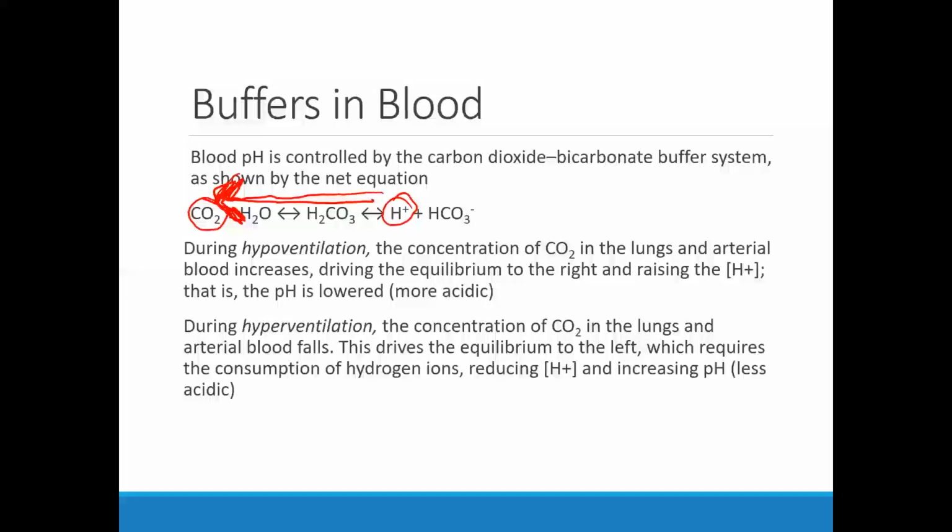And again, in a hypoventilation system, when we have too much CO2 present, we're not getting enough oxygen, the blood will become more acidic. It'll have a lower pH. And in a hyperventilation situation, where we don't have that much CO2, so we're actually intaking more oxygen, this will drive our blood to become more basic, raising the pH.